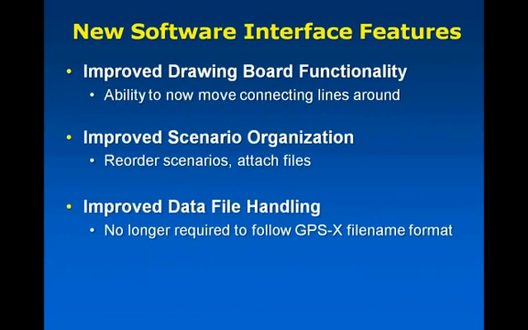On the improved software interface side, once you've laid out your model and put the objects together, we now have the ability to move the connecting lines around. This is something people have been asking for for some time. We've also added some new functions to our scenario functionality so that you can have a little bit better organization of that information within your scenario menu, and also work better with data. So you can attach a specific file to a specific scenario. We've also allowed a little bit more flexibility in how you specify the names of your GPSX files and how you attach them to the particular scenario where you want to use them.